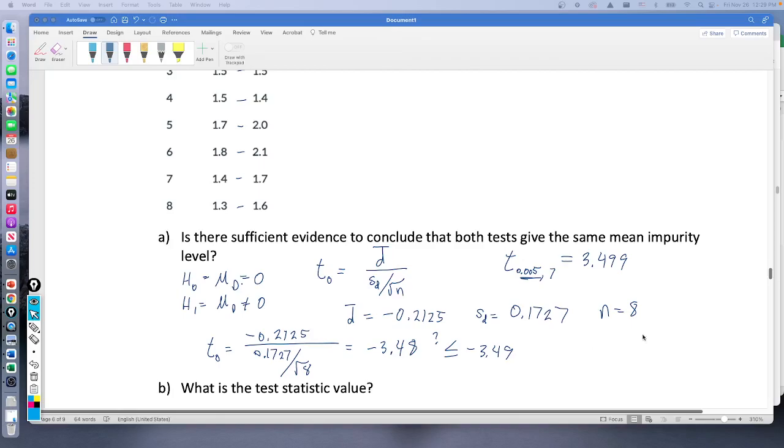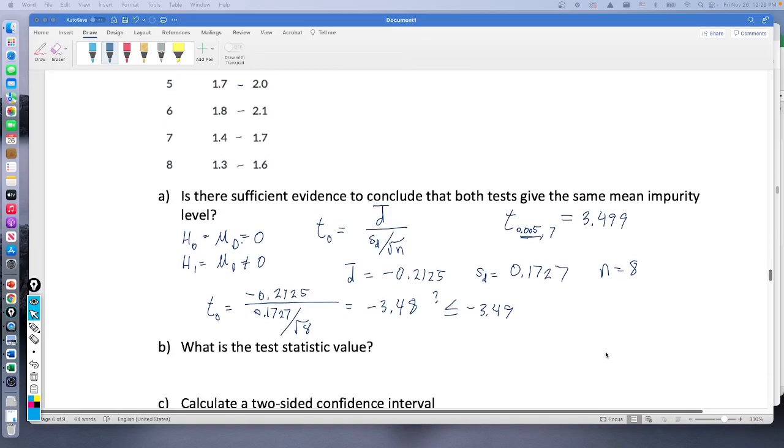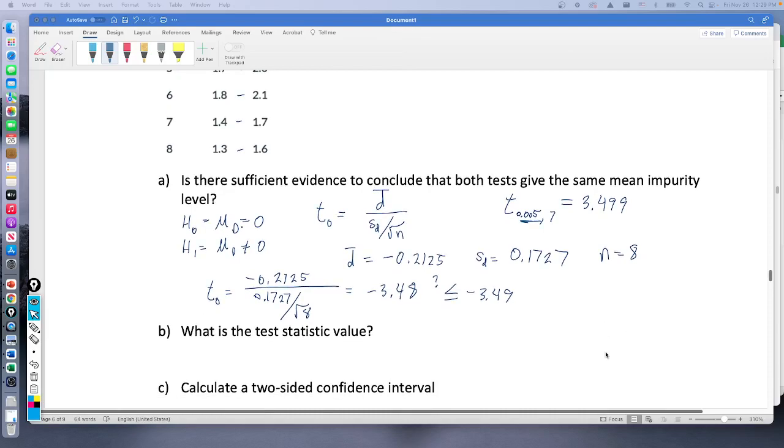Okay. So we failed to reject. Again, maybe we go back and say, okay, at an alpha of 5% we could do it, but no, not at an alpha of 0.01. So what is the test statistic value? We actually answered that here. The test statistic value is negative 3.48.